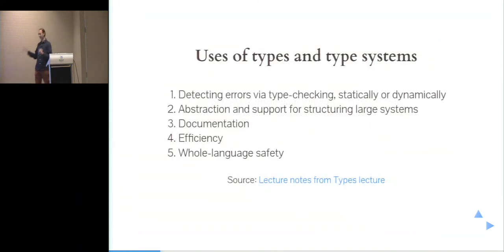So when I was trying to understand what is a type, I went to the lecture notes for the types lecture at Cambridge, where it doesn't really give you a definition, but in the introduction they tell you what types are good for, why we are using them. And it has this nice list where types are good for detecting errors via type checking, they support abstraction, they let you document your code better, or they serve as documentation, you can use them for efficiency, and they give you whole language safety.